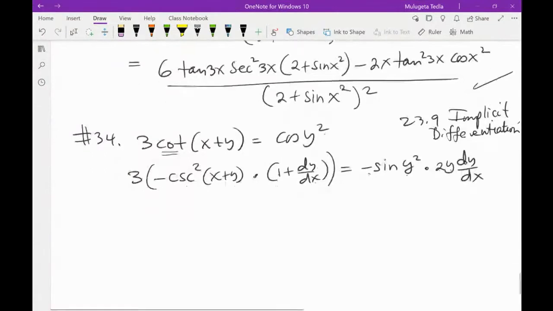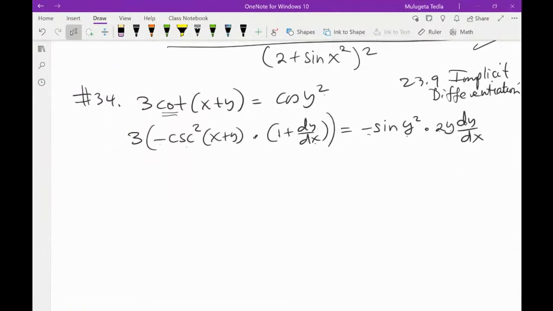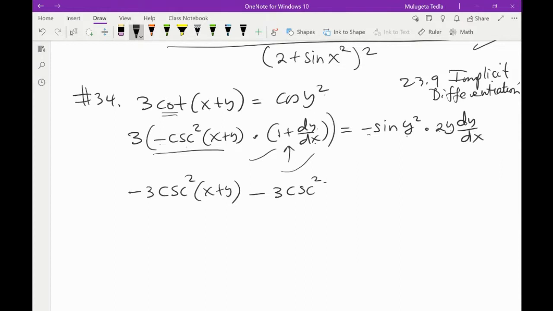Okay, and then we have to solve for dy by dx. So I'm gonna FOIL this. So minus 3 cosecant squared of x plus y times 1, minus 3 cosecant squared of x plus y times dy by dx, equal to minus sine y squared 2y dy by dx. There is nothing I can do in there.